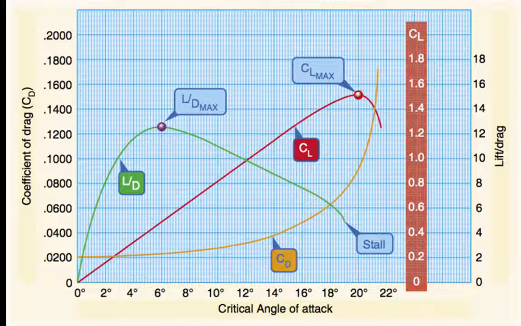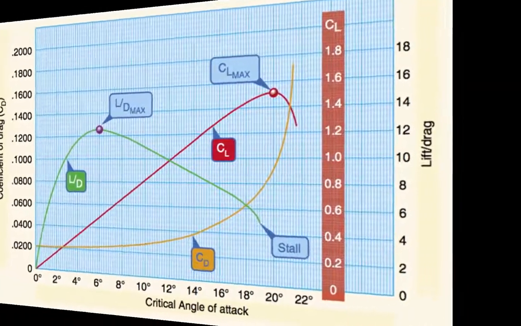The lift-drag ratio, green, reaches its maximum at 6 degrees angle of attack, meaning that at this angle, the most lift is obtained for the least amount of drag. Any angle of attack the aircraft operates at other than the lift-drag max point will cause more drag. Therefore, for the least amount of drag to lift, the aircraft must fly with that angle of attack.